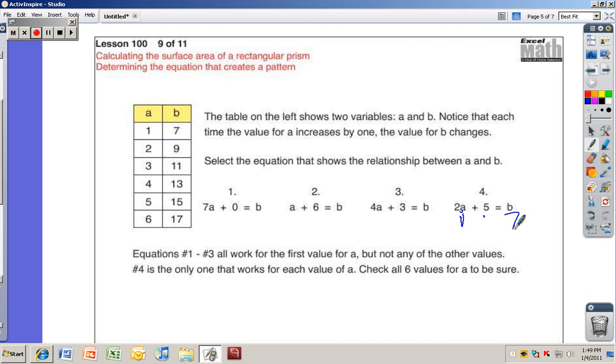So it works for the first one again. How about the second set? 2 times 2 is? 4. 4 plus 5? 9. It works for the second one. And since it's the only equation left and it works for the first and second one, we can pretty much assume that that one's going to be right.